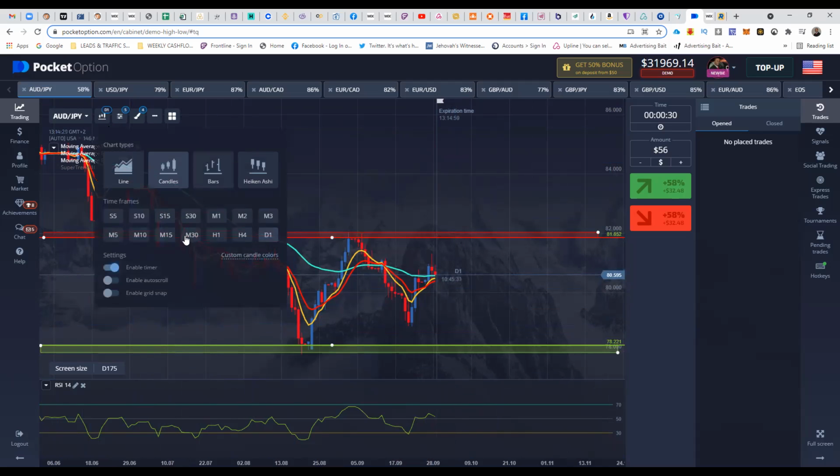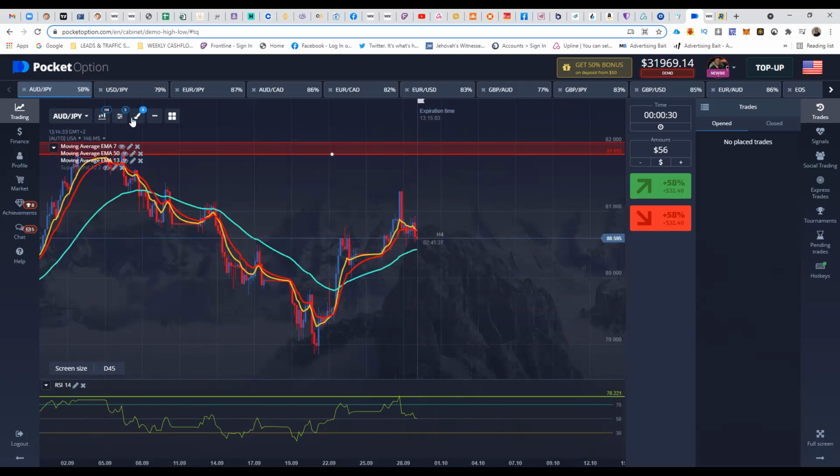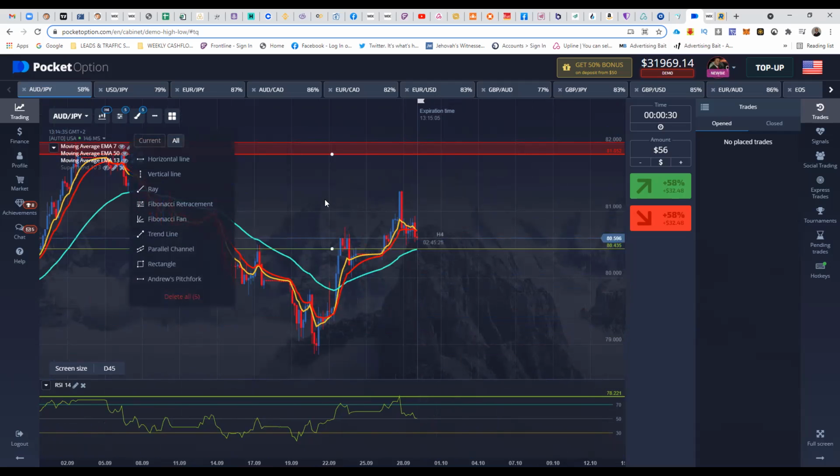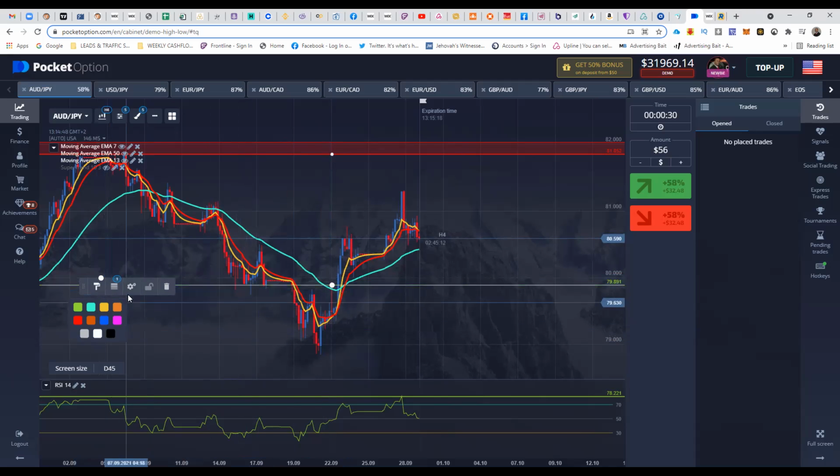Then we're going to go to the 4-hour time frame. And I'm going to draw my third horizontal line. This is going to be our E strategy. So I'm going to grab the most recent low here and put it against the body of the candlesticks. We're going to make this white.